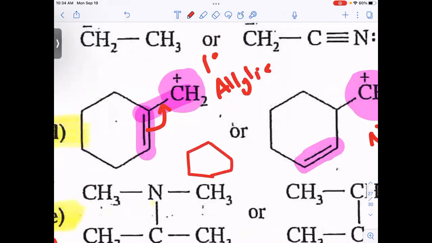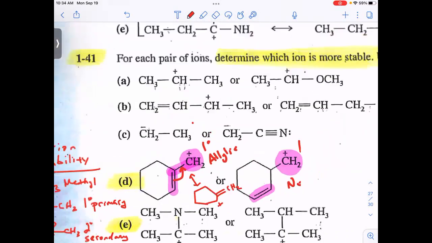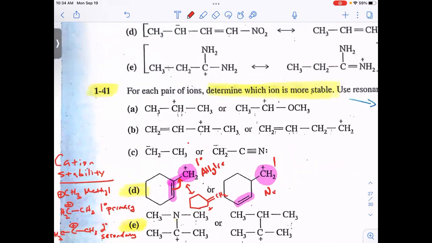I'll have a resonance form that looks like this. And now the plus charge is here, and the CH2 is here. And I can interconvert between those resonance forms. So the question now, let's go back. Which ion is more stable? The one that's unable to do resonance or the one that can do resonance? One that can.